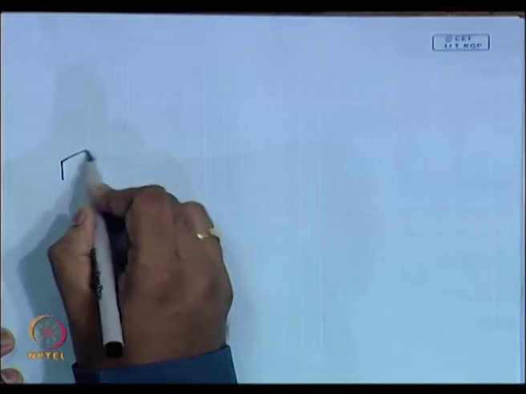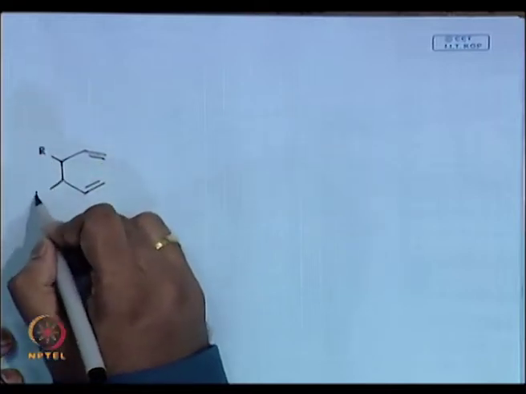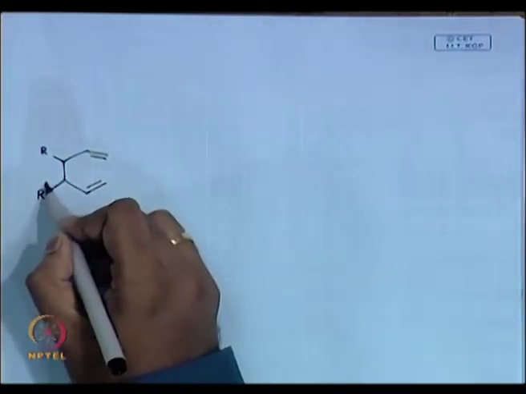The interesting part of Cope rearrangement comes when you talk about the stereochemistry. Keep both substituents as R itself, both are R. Now, tell me, if I do a Cope rearrangement, what are the products I can think of? Now, I have two substituents. What are the products I can think of if I do a Cope?